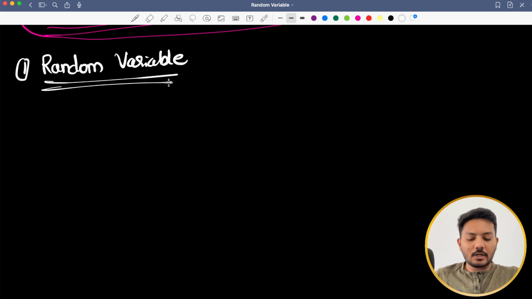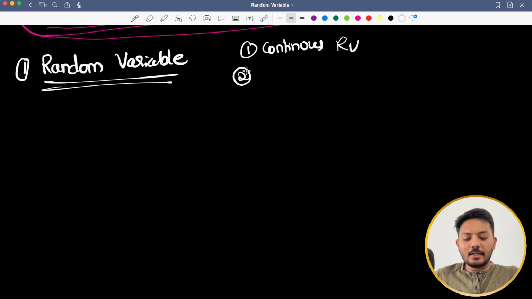Okay, and there are two types of random variables. One is continuous random variable, and the other one is discrete random variable. We will understand all of this with an example actually.